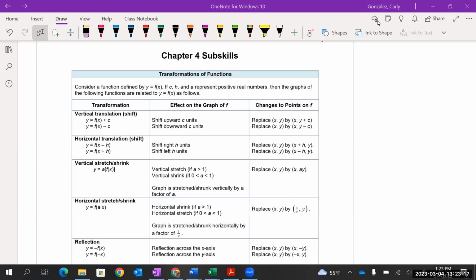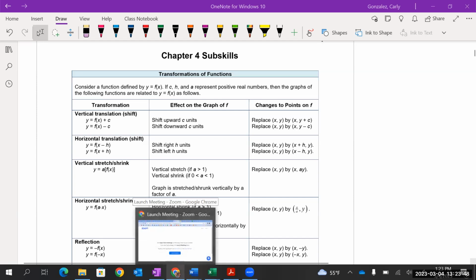Welcome to the Chapter 4 Subskills for Trigonometry. We are going to look at transformations of functions, look at how to identify when a function is increasing, decreasing, or constant, and we will review or preview factoring. So to start, we're going to look at transformations of functions.